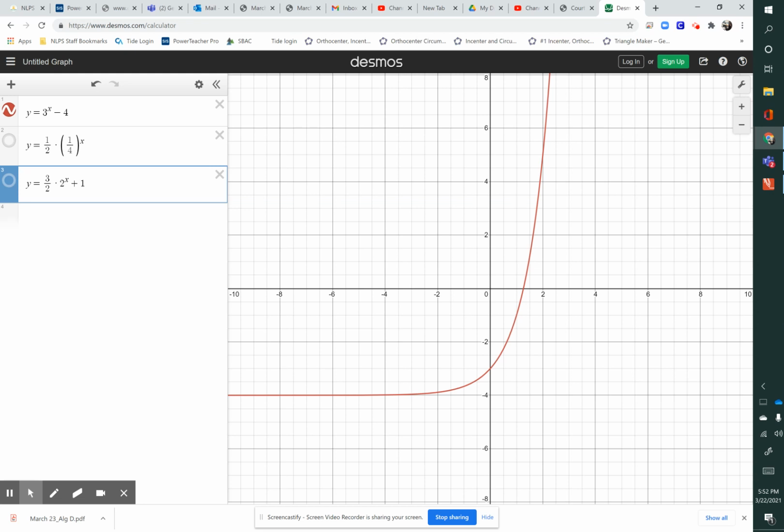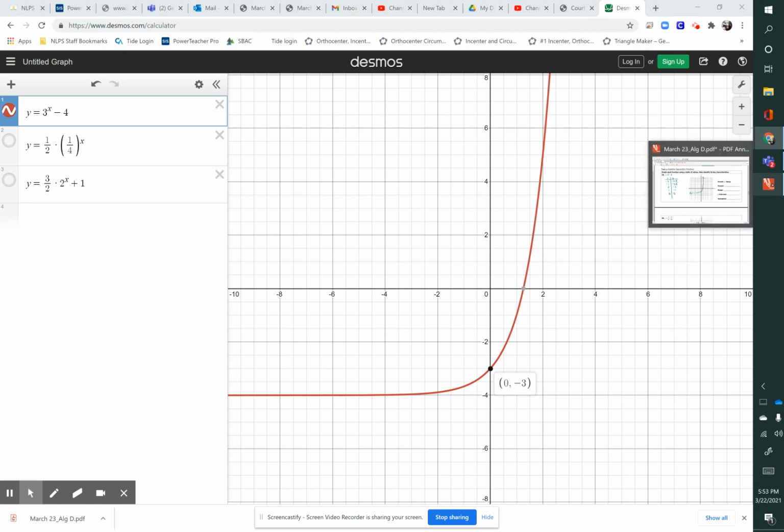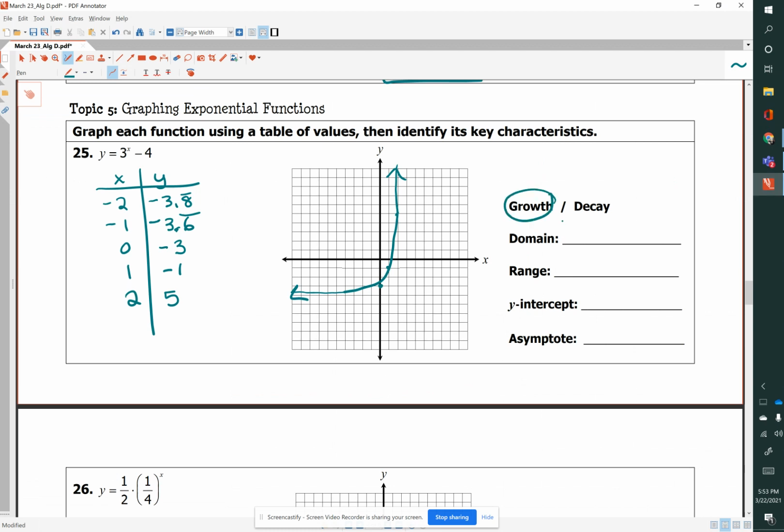There it is. So we have the y-intercept at 0, -3. We can see that it's growth, and the domain is all real numbers. And there's an asymptote at y equals -4. So let's fill that in. This is a growth with a domain of all real numbers. The range is y is greater than -4. Our y-intercept is 0, -3, and our asymptote is y equals -4.